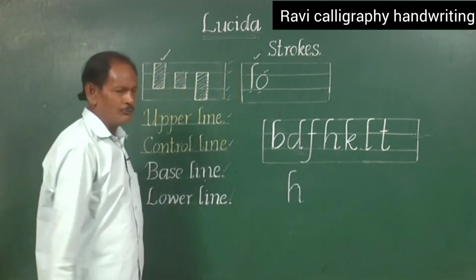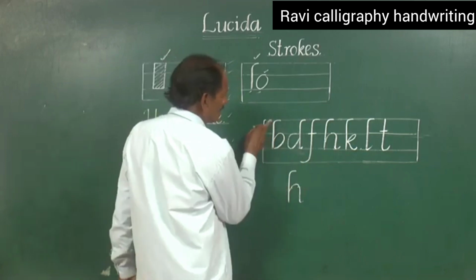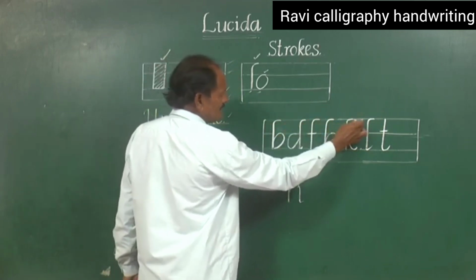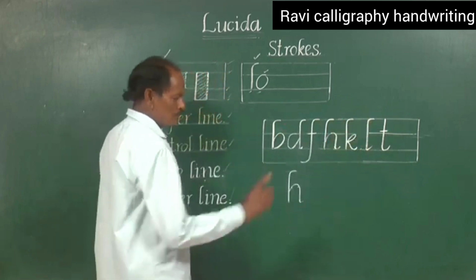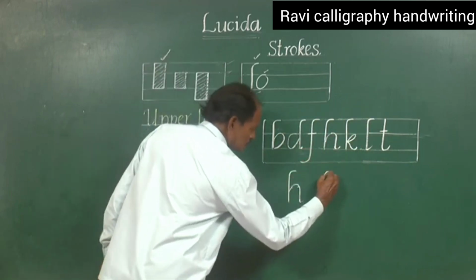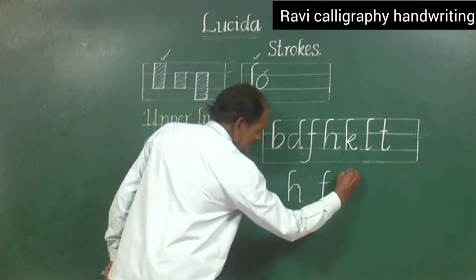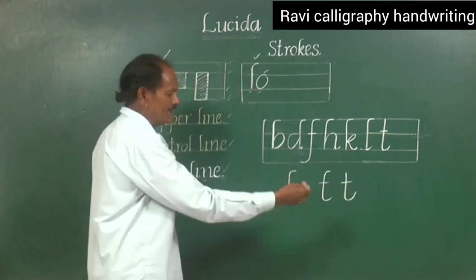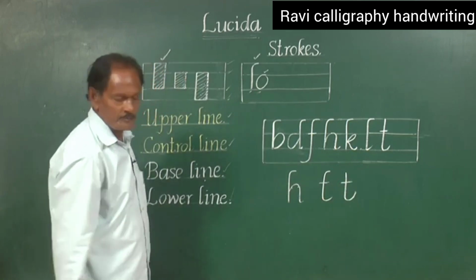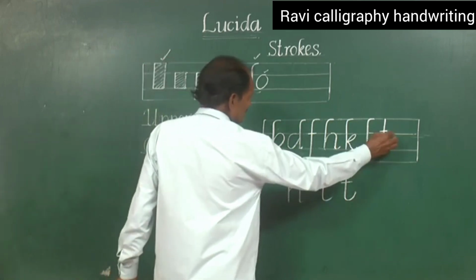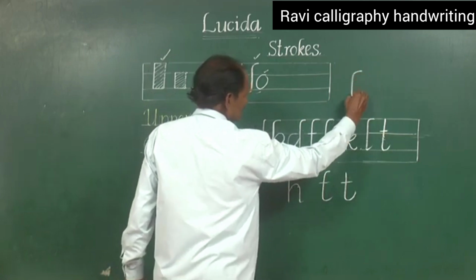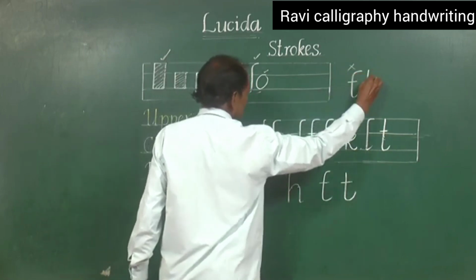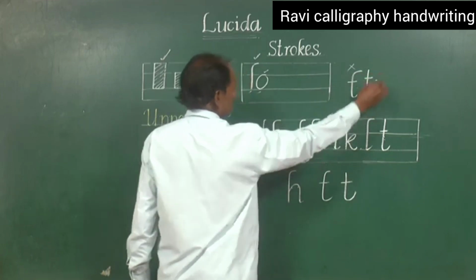Regarding T, we should be careful because all the letters of upper zone take a slant towards the right side at the top. But T doesn't take any slant. We should not write like this. A straight line up to the baseline and a curve to the right side and a small hyphen at the top. This is T. We should not write T like this. This is the wrong way of writing T and this is the correct way of writing T.